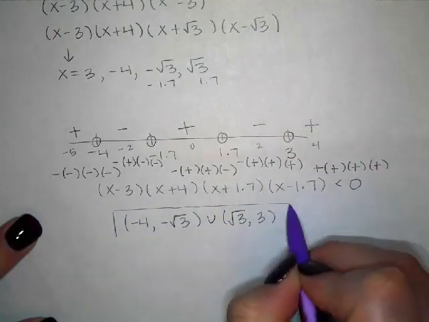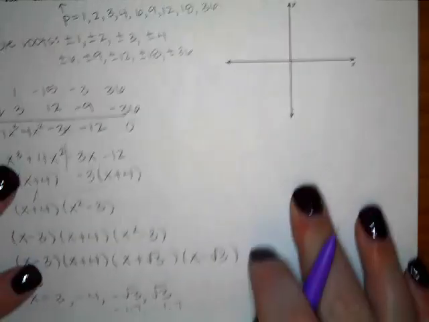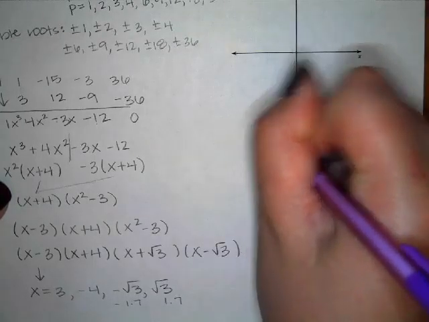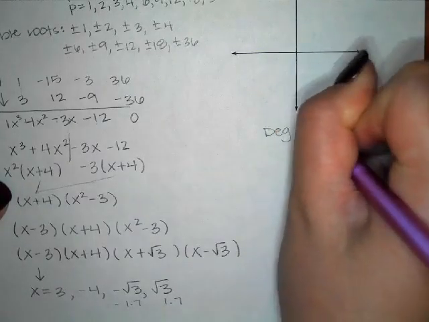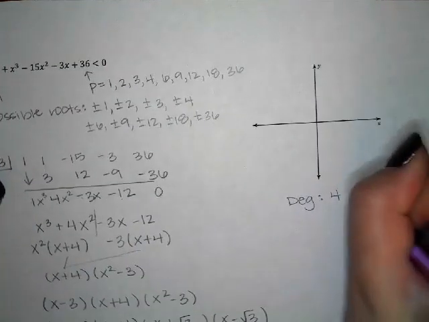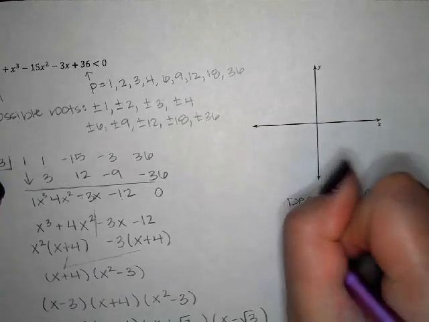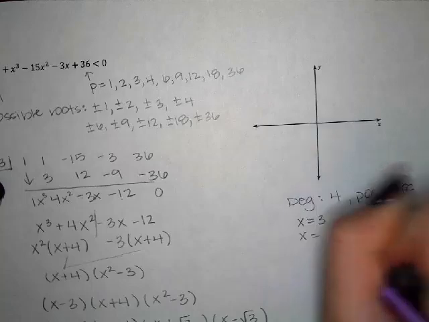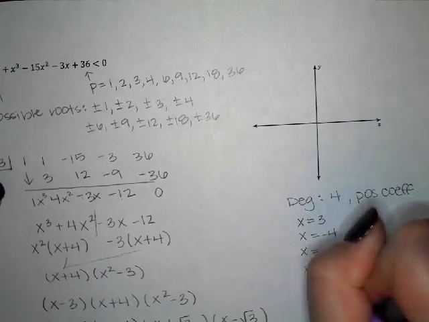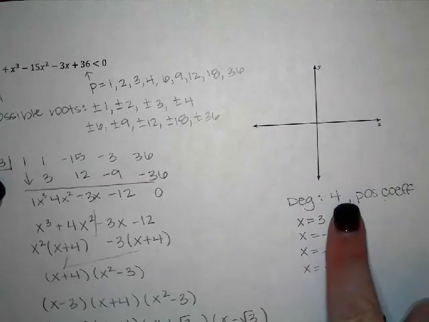If you want to do it with the graph, we know that this degree is 4. We have a positive coefficient. There's no negative in the front, so this is a positive coefficient. We have the x-intercepts of 3, -4, -√3, positive √3. So both of our arrows are going to be in agreement. They either both go up or both go down. So here they're both going to go up.